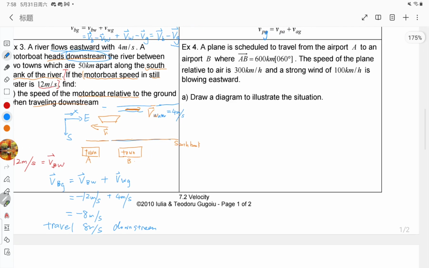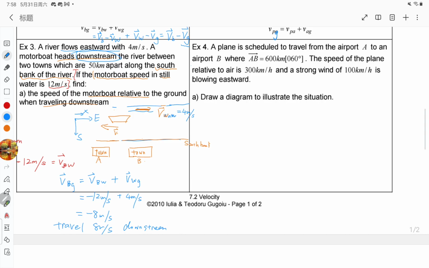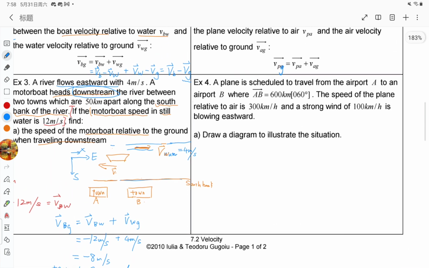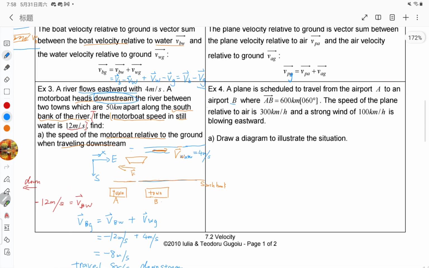Yeah. And okay, let's see this plane. I think let's see how it's different, right? So the plane is scheduled to travel from airport A to airport B with 60 degree. Okay. Then this really tests me about the definition of vectors. Okay. Actually, I forgot this. What does this symbol mean here?